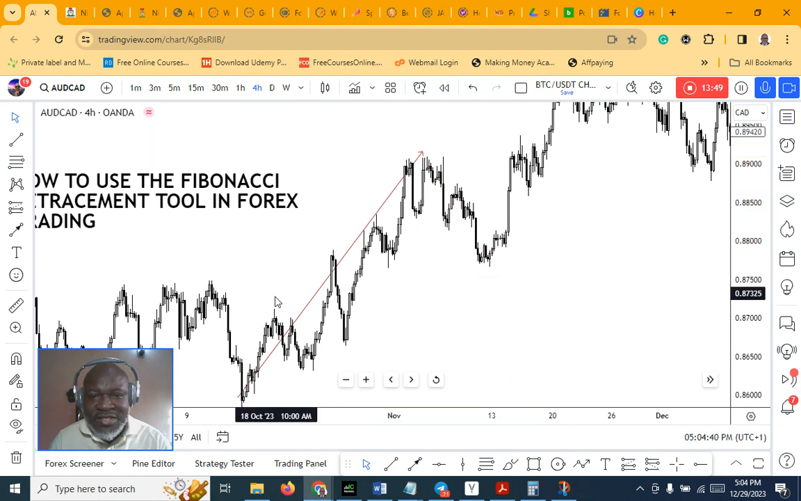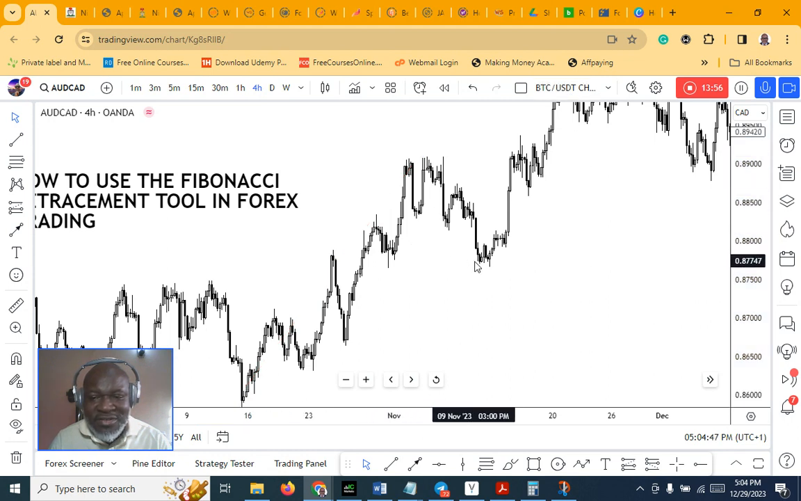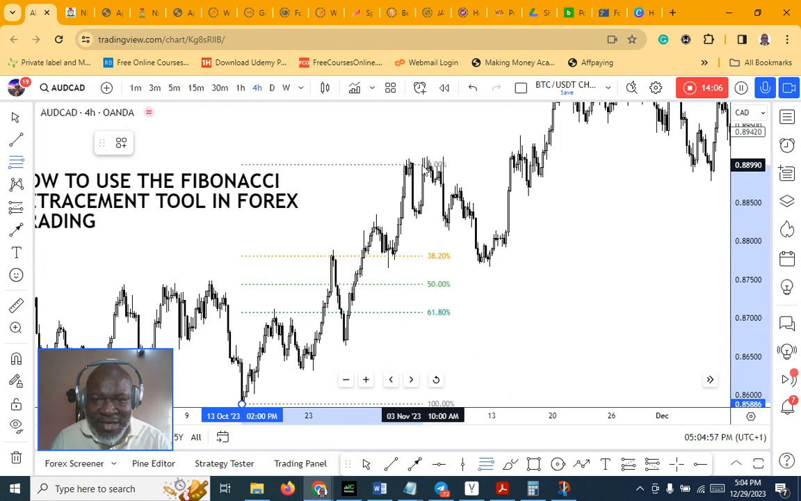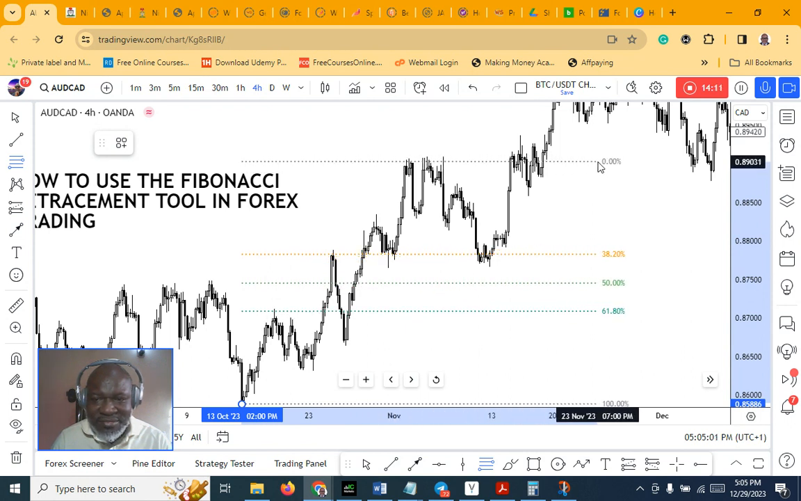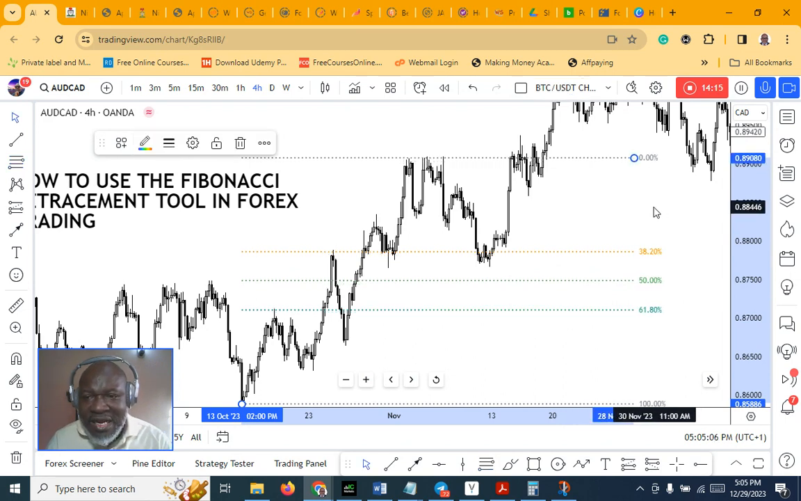So let's remove this and let's remove these lines. Let me remove this line. So I'll grab my retracement tool. This is the retracement tool. Just left click here, and drag it up to this level here, then extend it to the right hand side, and click the tool.